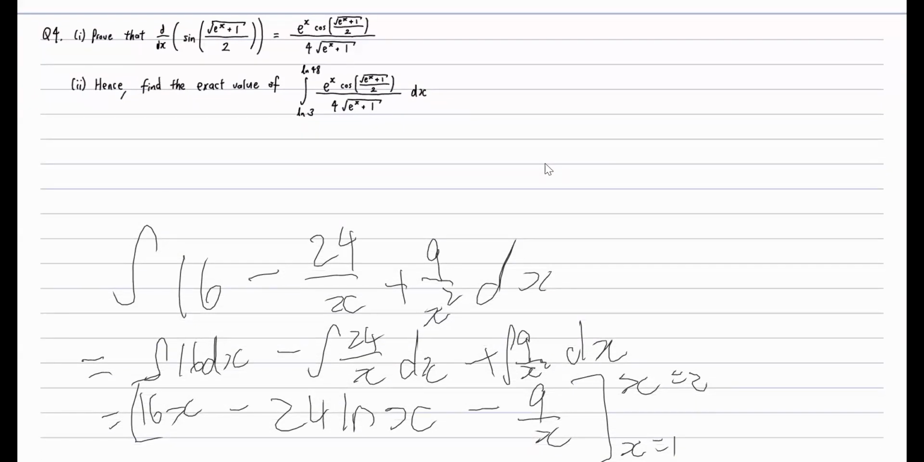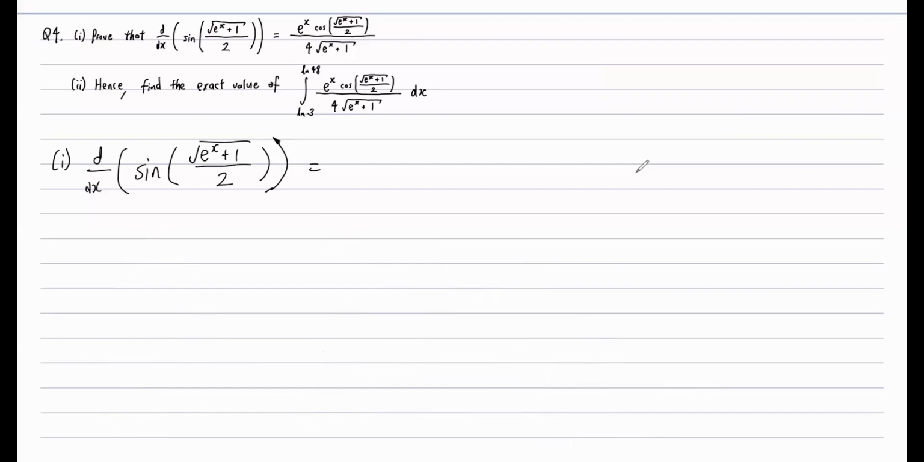So for part 1, differentiate sine of blah blah blah and show that it will be equal to that right hand side. So let's just do that. Differentiate sine of square root e power x plus 1, all divided by 2. How? What rule do you need? Or just tell me how to differentiate this.